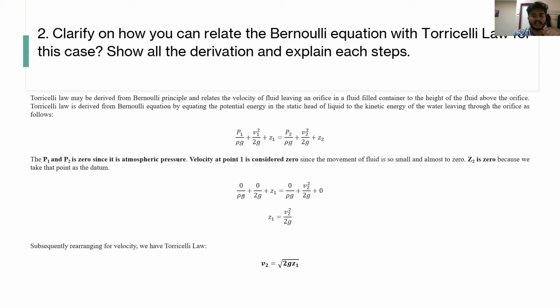So if we calculate everything, we put in the 0 and we get Z1 is equal to V squared of the datum over 2g. And if we rearrange the formula, we find Torricelli's law, which is V2 equal to the square root of 2gZ1.